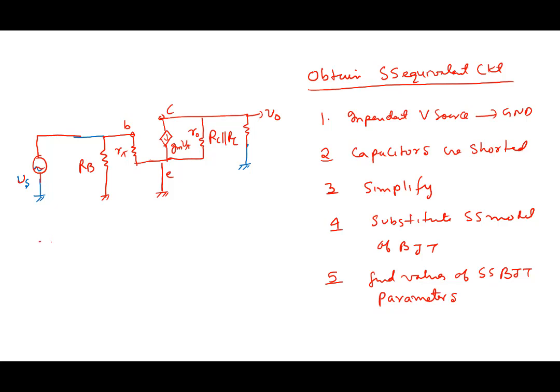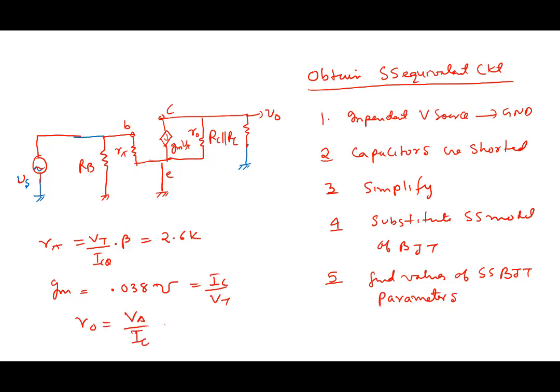So we know that R pi will be equal to VT by ICQ into beta. So we already know that. This gives us 2.6K. gm is 0.038, basically IC by VT. R0 is VA by the DC IC, so it's 100K. So we know all these parameters now, right?